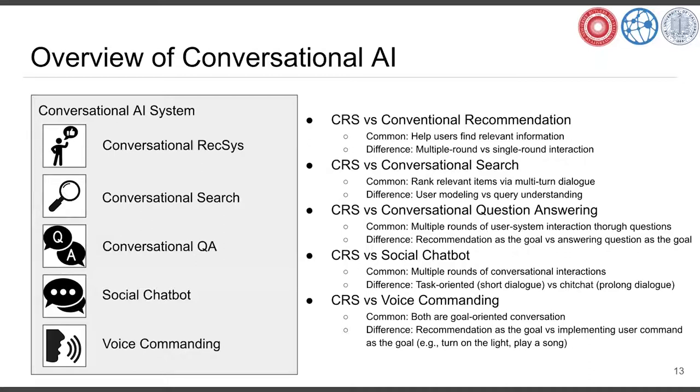And sometimes the whole system may include a social chatbot. Both CRS and chatbot also provide multi-round conversational interaction, but the goals are different. Since CRS is task-oriented, it aims to provide good items for recommendation, so the goal is to shorten the length of dialogue. The social chatbot is more like chit-chat, so sometimes the agent needs to change topic, switch topic, and lead conversations. So the goal is to prolong the length of dialogue.